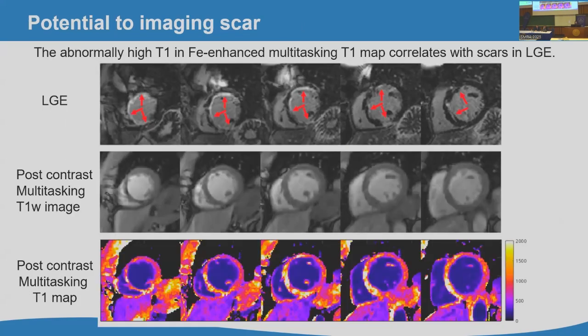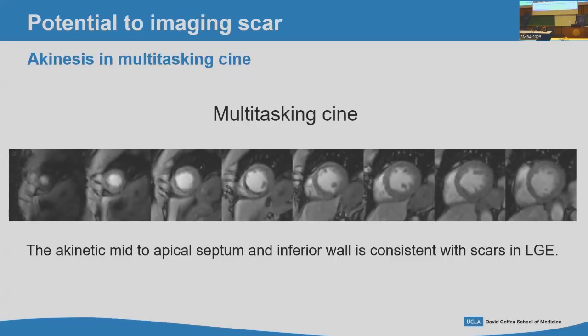So this is a patient with scar, as pointed out by red arrows in the LGE images at the top. And the middle and bottom rows show post-contrast multitasking T1-weighted images and T1 maps. So the hypointensity in T1-weighted images and also abnormally high T1 in multitasking T1 maps correlate with scars in LGE. And if we look at its cine, the akinesis in the apical septum and inferior wall is also consistent with scars in LGE.